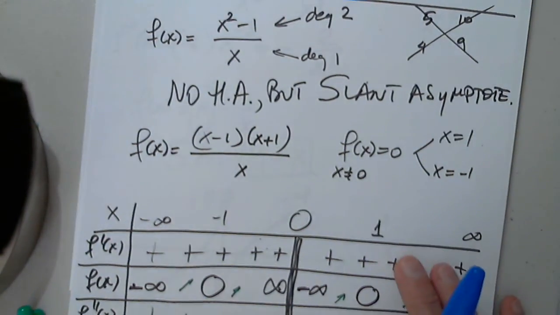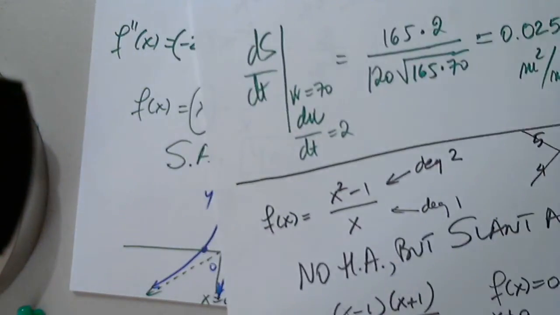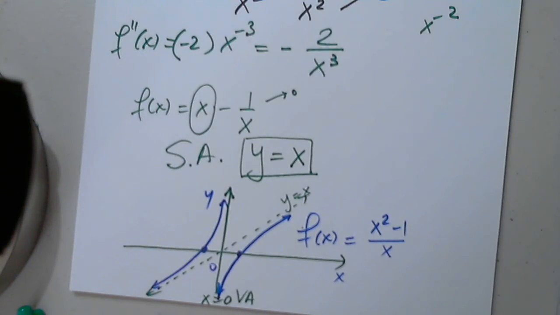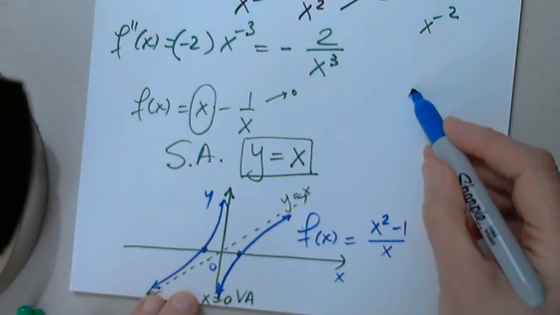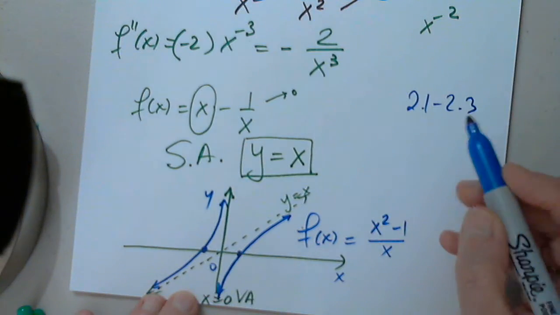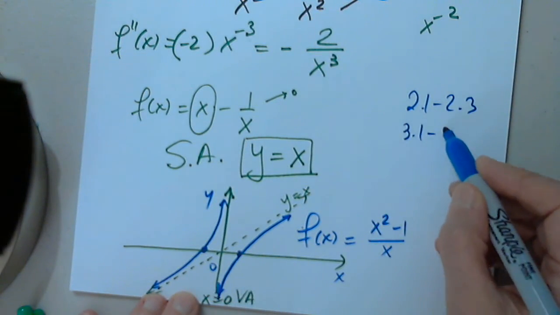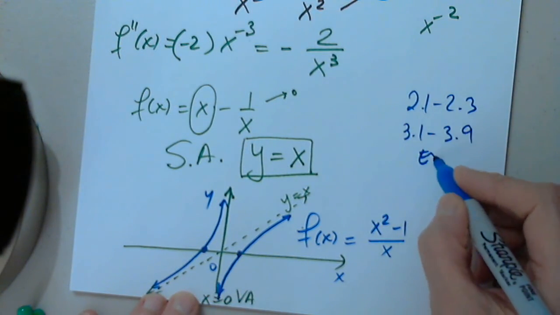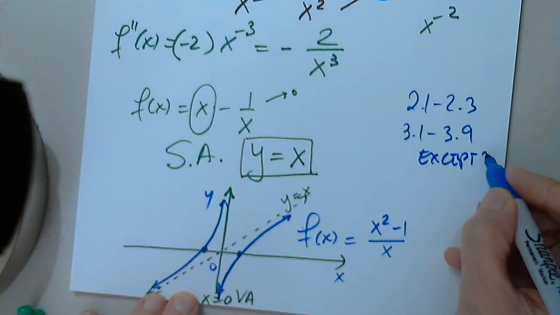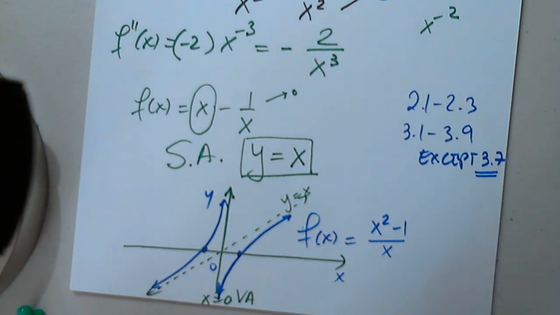So this completes all the material for test 2. Again, in case you forgot, we have 2.1 through 2.3, and we have 3.1 through 3.9, except 3.7, which we did not cover, the elasticity of demand.